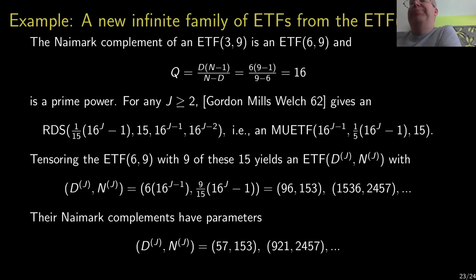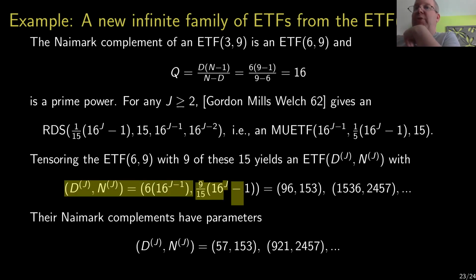And this number, which for the compatibility condition of the tensor product construction needed to be a prime power, turns out to be a prime power. And so you can build the requisite relative difference sets from them. You can build the requisite mutually unbiased ETFs. You can then tensor them with ETF 6,9. And what you get is this new infinite family of ETFs.